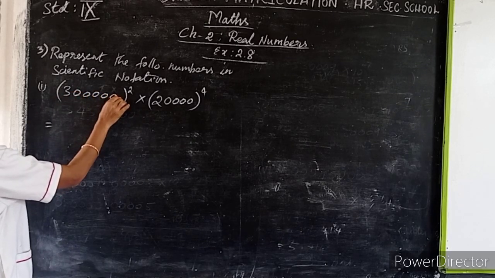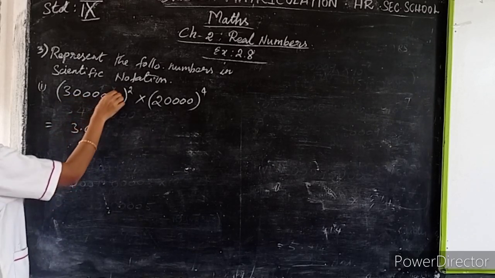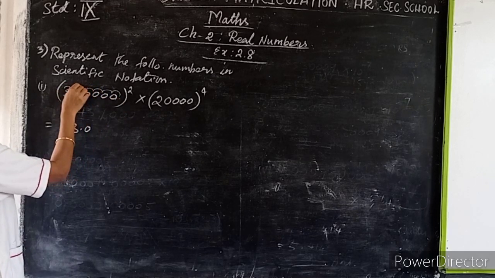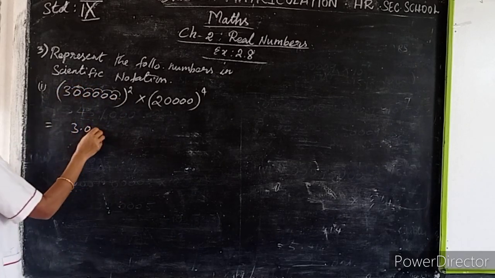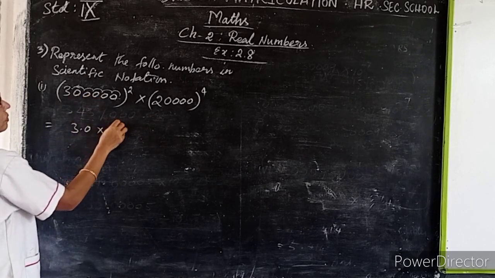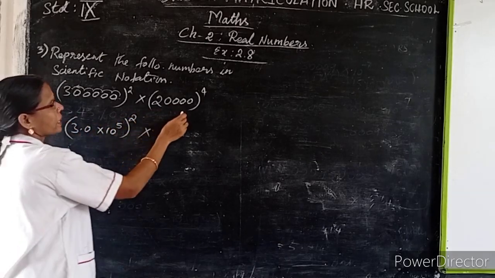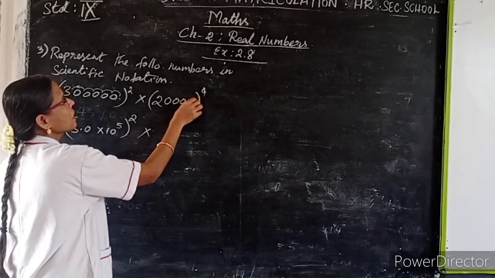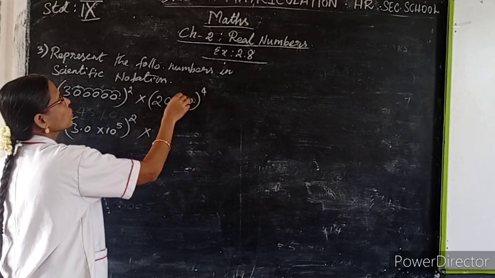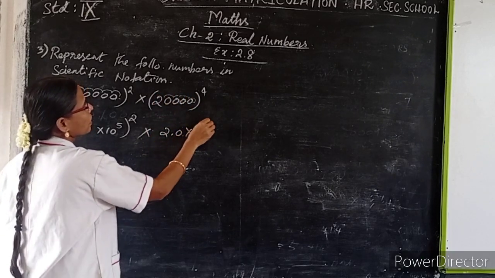1, 2, 3, 4, 5 zeros. The decimal point is actually here. So this number can be written as 3.0, 1, 2, 3, 4, 5. So left side only decimal point. So 10 to the power positive 5. 10 to the power 5 whole square into this number can be written as actually decimal point is here. Just move the decimal point from here to left side. 1, 2, 3, 4. So 2.0 into 10 to the power 4.